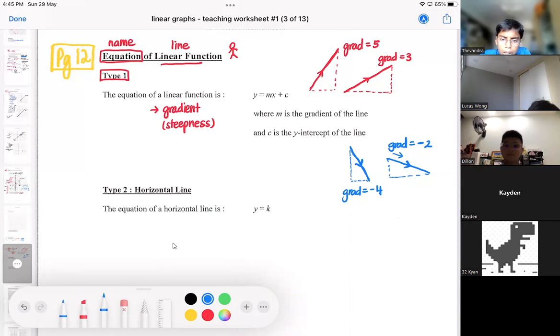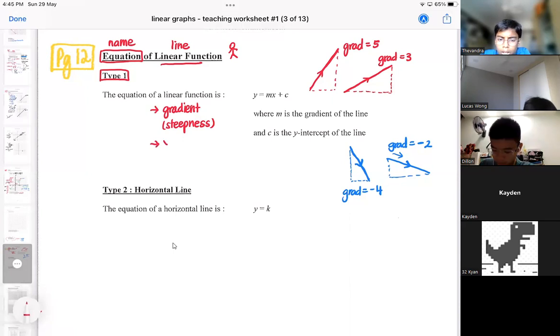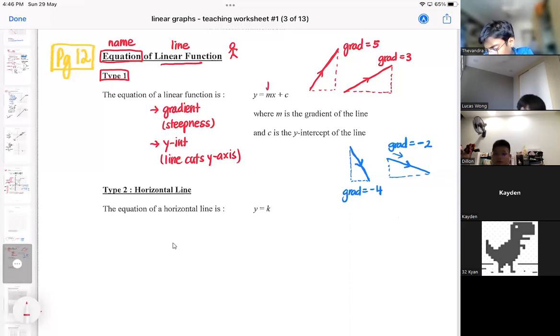That means I will judge a line by the gradient, and I will also judge a line by the y-intercept. The y-intercept is where the line cuts the y-axis. So there will be these two features, and these two features are encompassed into the name of the line. They put the gradient here, and they put the y-intercept here.